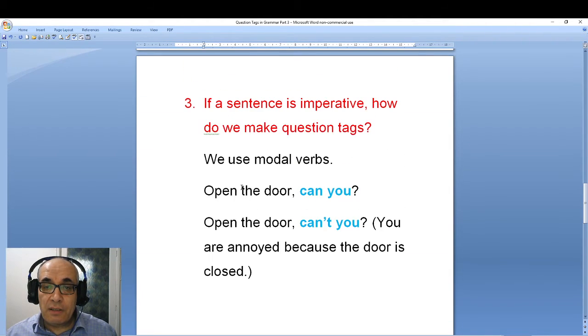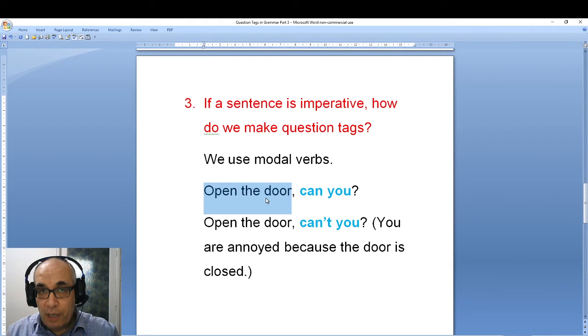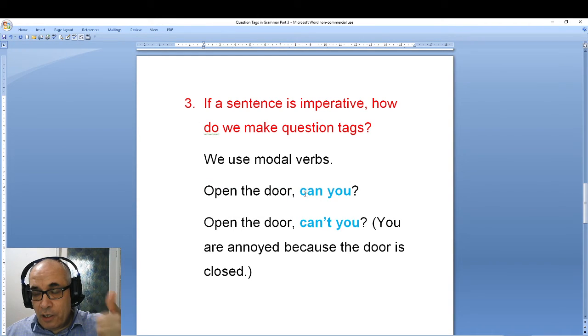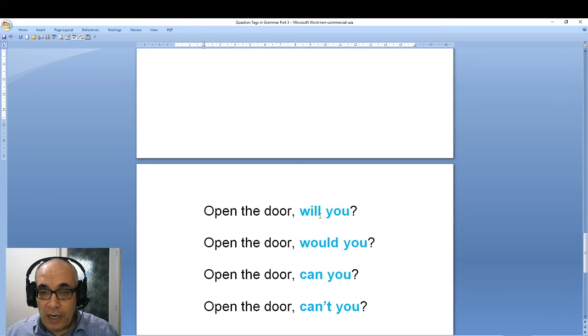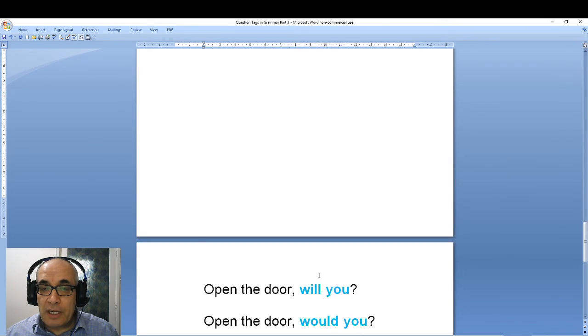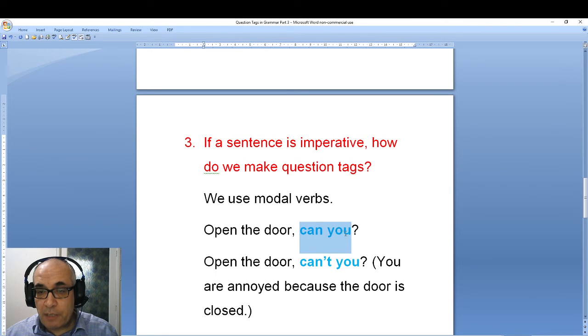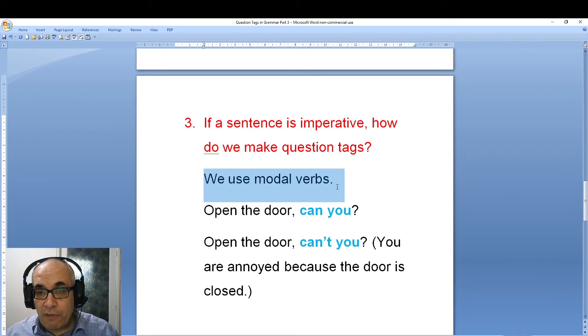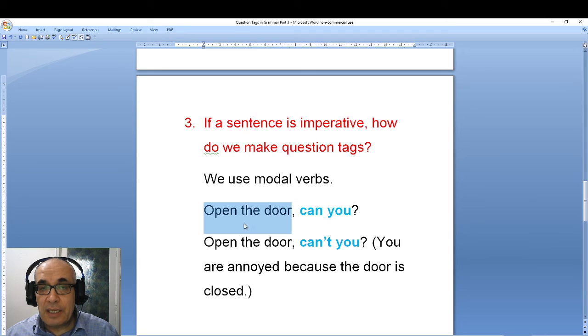So when you have a sentence which is an order, which is imperative, the question tag can start with can or would, or if you want can't or will, and you can use positive or negative. But remember, if you use positive, it means please do it. But if you use negative, it means you are angry because the person is not doing it, or because the door is closed. So we use modal verbs when we have imperative sentences. And the question tag is positive or negative, but the meaning is different between positive and negative.